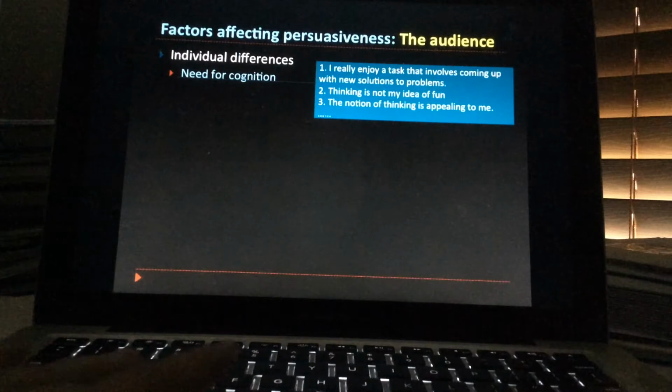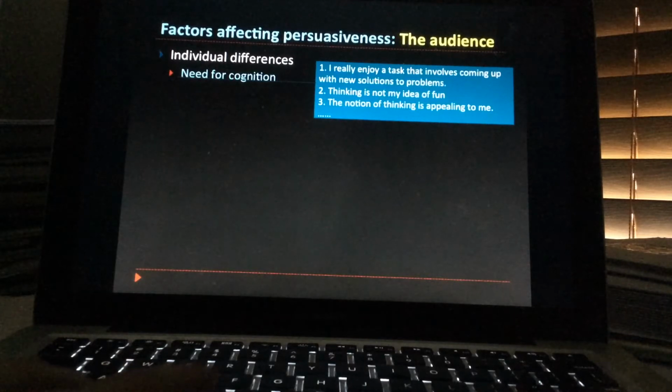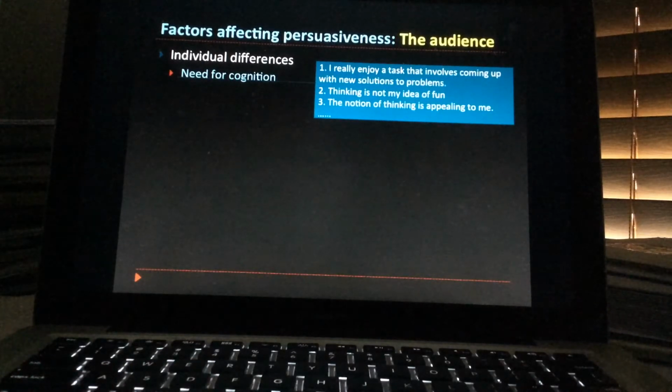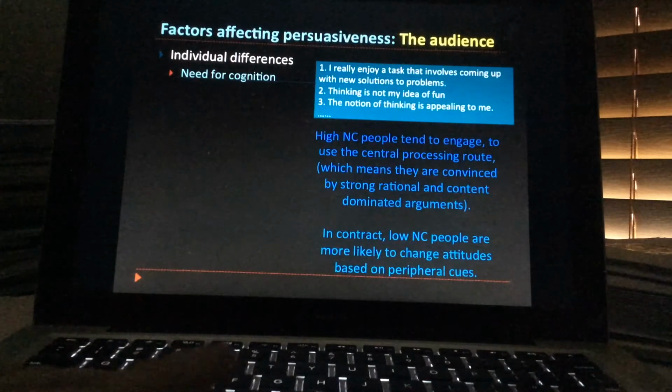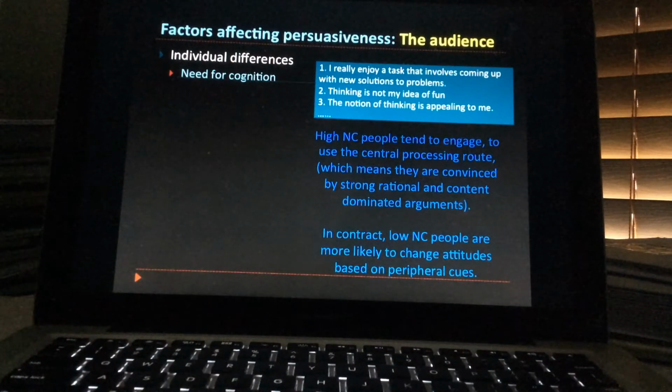Cool. I've got there another example of how we measure it. So these are three items from a scale that measures the need for cognition. I really enjoy tasks that involve coming up with new solutions to problems. High need for cognition. Thinking is not my idea of fun. Low need for cognition. Cool. And so I have here that high need for cognition people tend to engage with the content more and thus to use the central processing route.